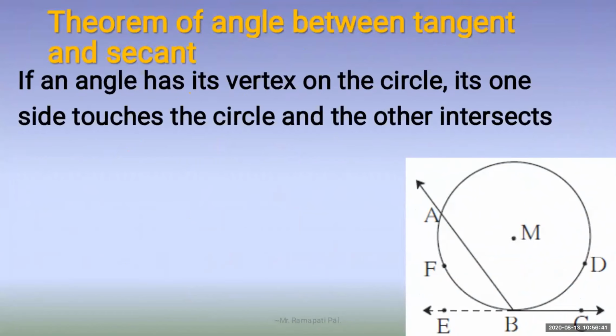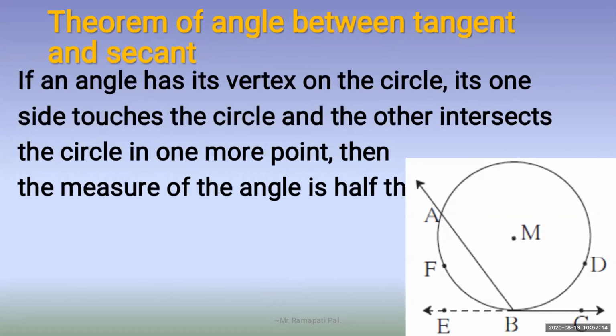And it is somewhat different from the inscribed angle. Here, that's why the name itself is given, tangent and secant. AB is the secant and EC is the tangent. That's why its name is theorem of angle between tangent and secant, because one tangent and one secant are present. So how are we going to write this? Angle ABC, you can see in the diagram, angle ABC is equal to half of major arc ADB. Is it clear?